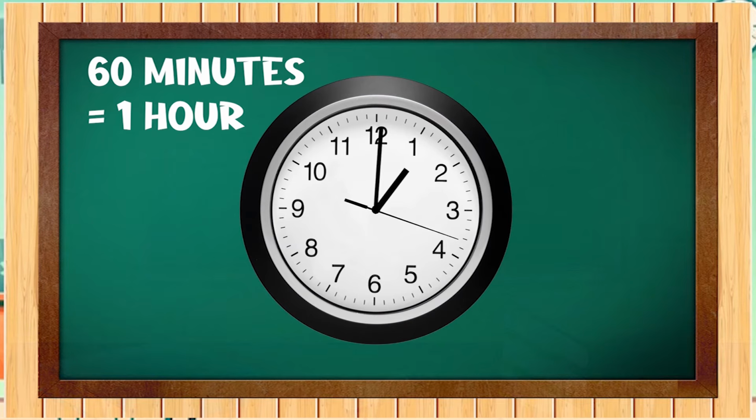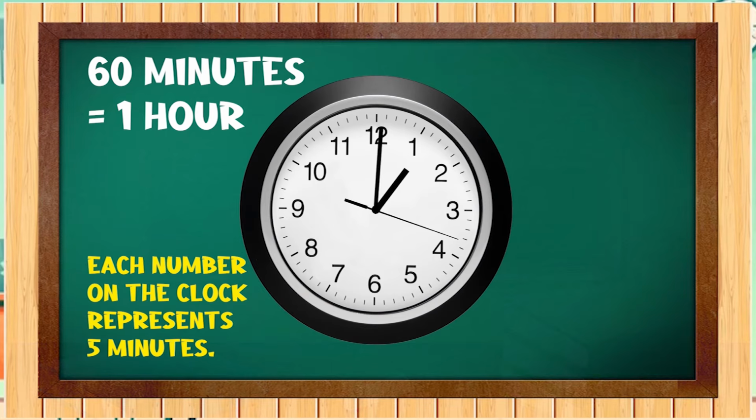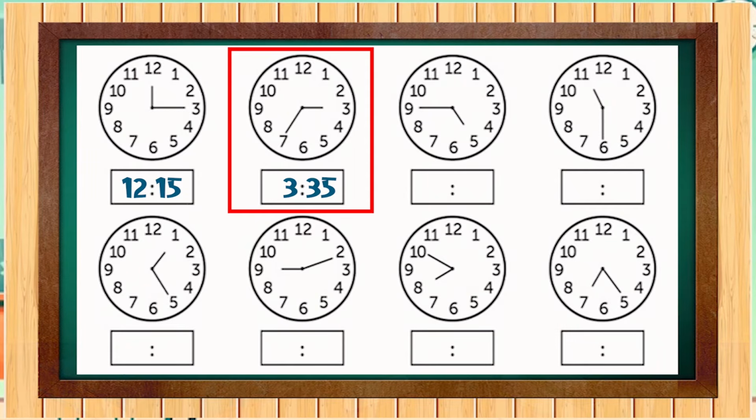So remember we discussed that 60 minutes equal 1 hour. So the 60 minutes there is actually being divided into 5. So each number on the clock is representing 5 minutes. Now we can go back to the second clock. There we would notice that the time would be 3:35, right? Because the long hand is pointing at 7, and 7 there would represent that 35 minutes would have passed.